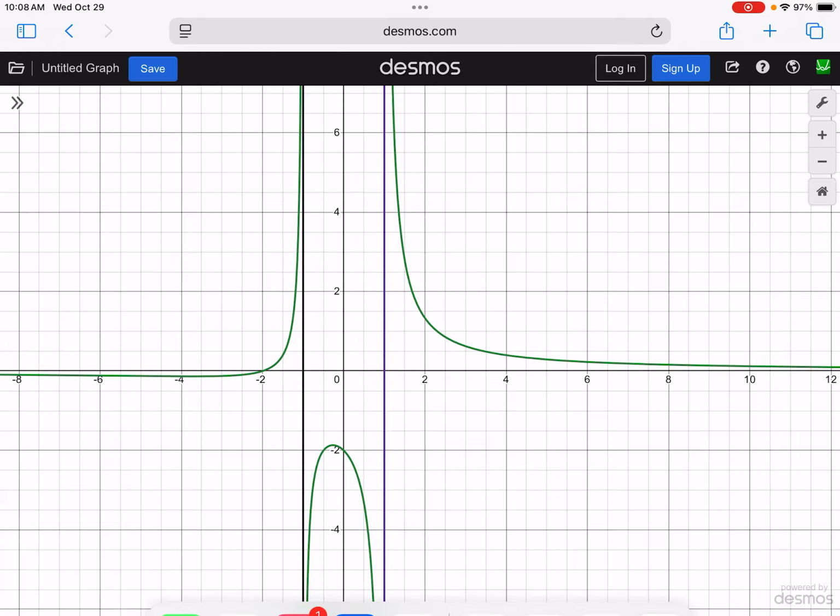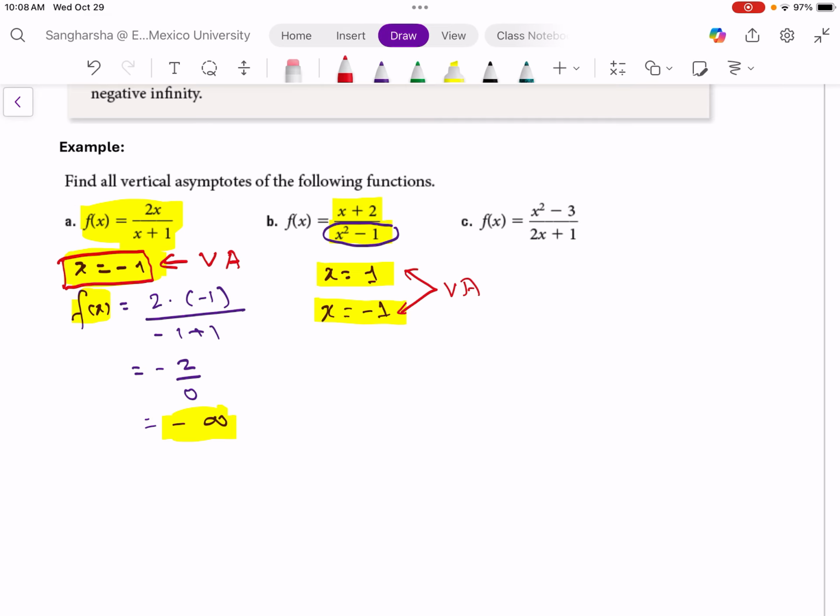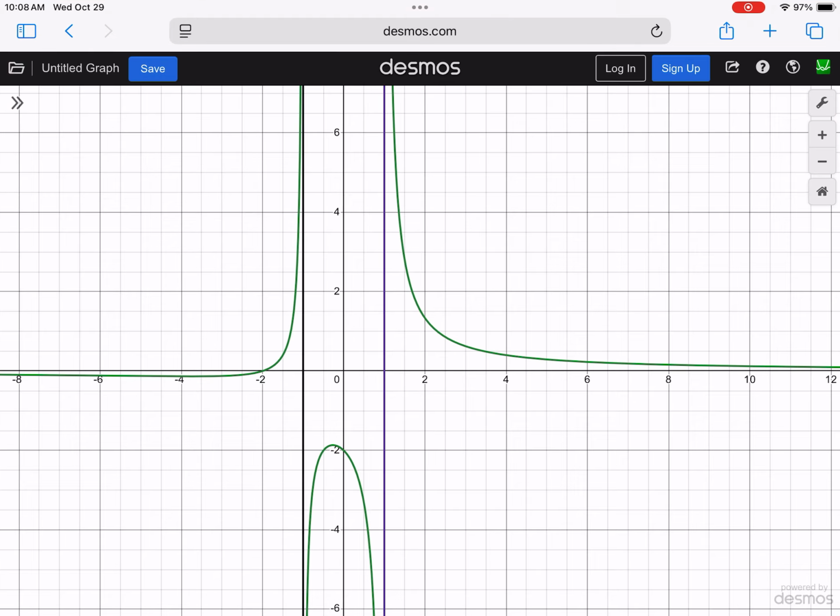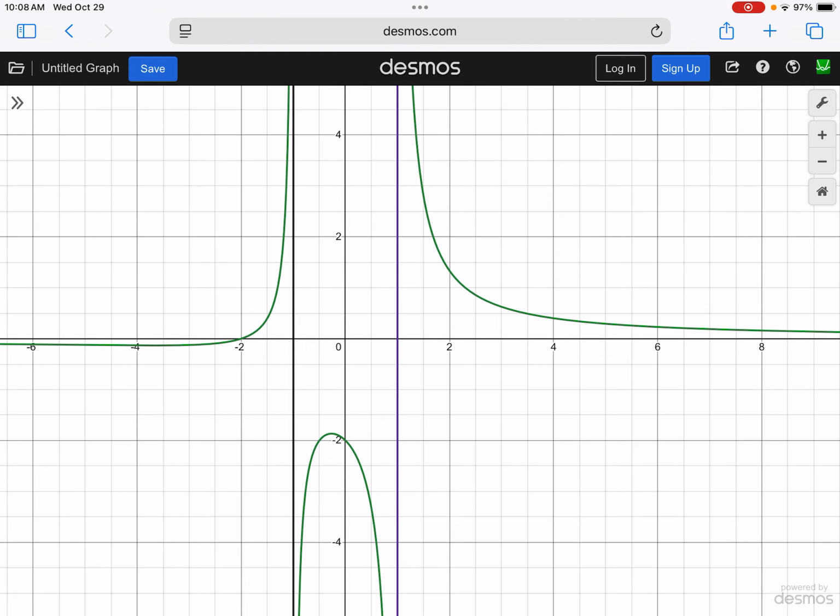Here, when our x is positive 1 and negative 1, this function is not defined. It means 1 and negative 1 are not in the domain for this function. So a vertical asymptote is the vertical line that we draw at a number which is not in the domain for that function. If you have a graph and you are asked to write down the domain for this function, we have vertical asymptotes at negative 1 and positive 1.